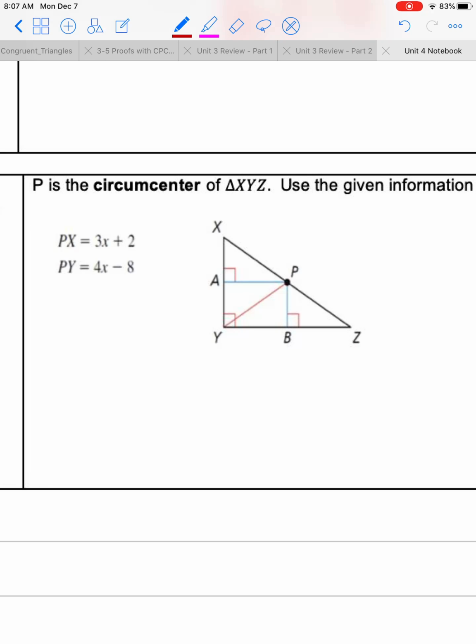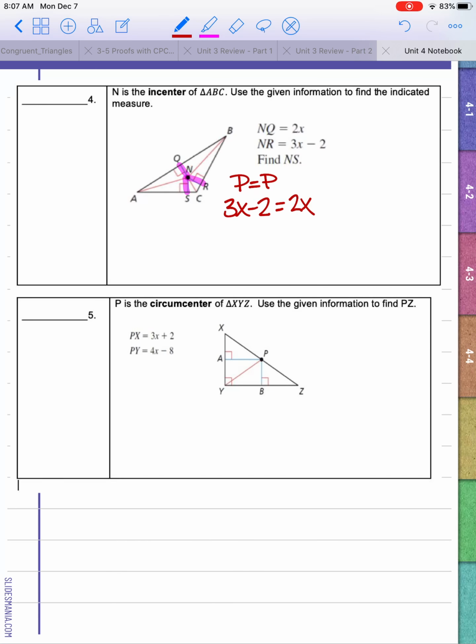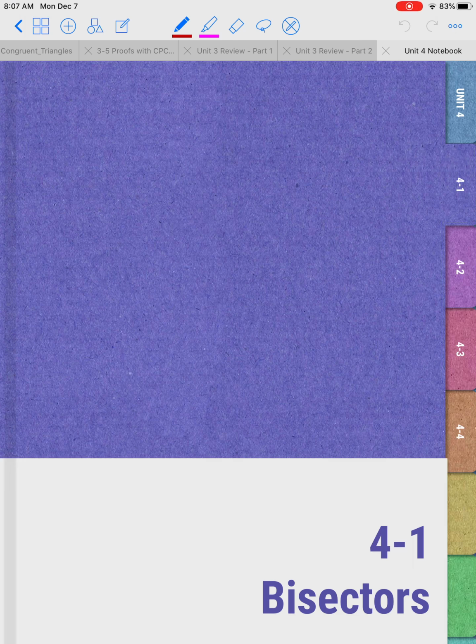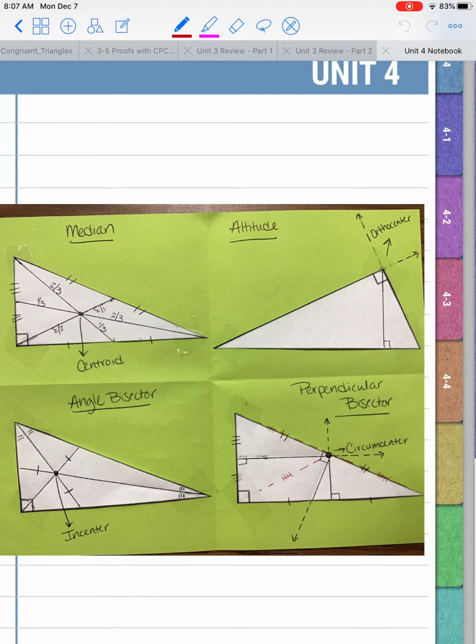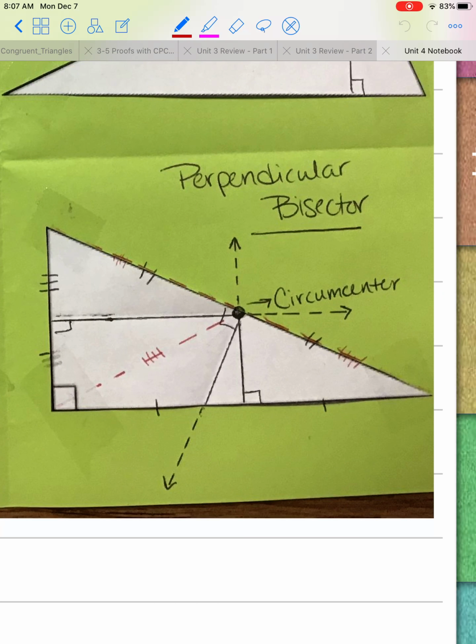Last one here, circumcenter. We know circumcenter is when all the perpendicular bisectors meet up. We can already see all those right angles. And so we have a right triangle here. So let's go to our pictures over here for a second and look at the right triangle and where the circumcenter is. Know that the circumcenter is on the hypotenuse this time.